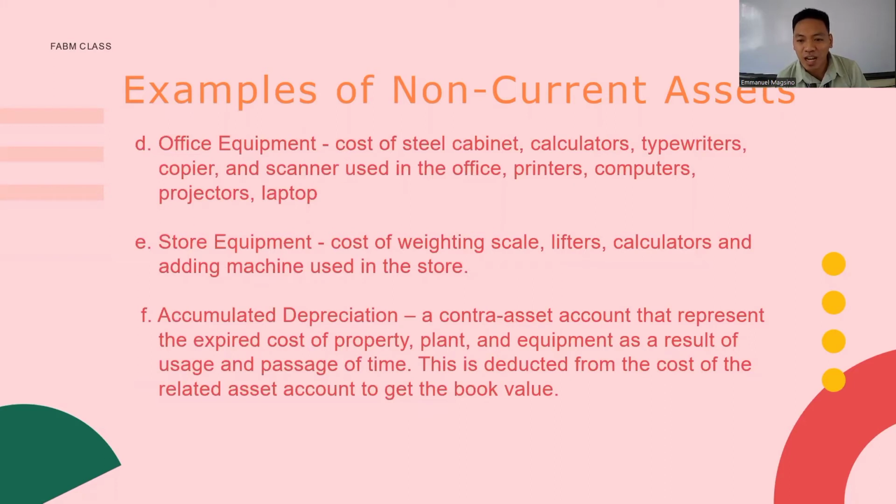Accumulated depreciation. These are the contra asset account that represent the expired cost of property, plant, and equipment as a result of usage and passage of time. This is deducted from the cost of the related asset account to get book value. Okay.